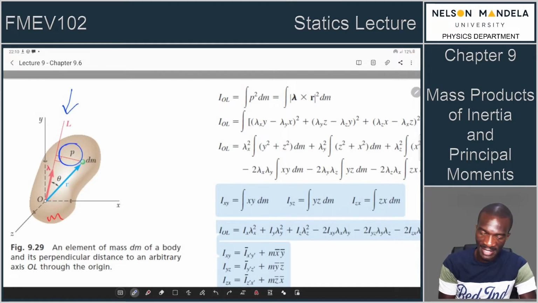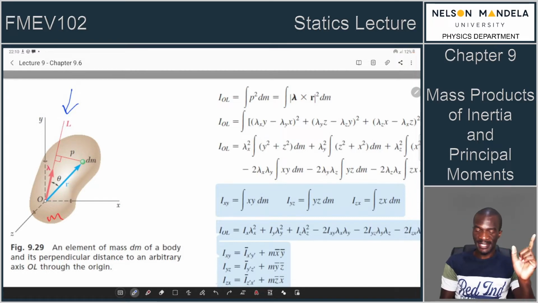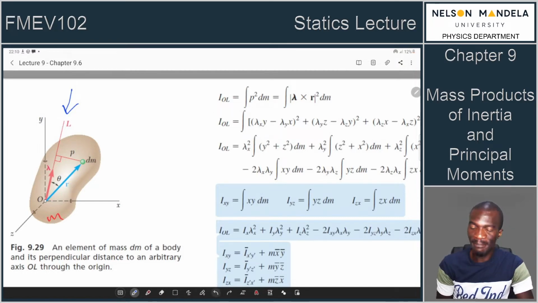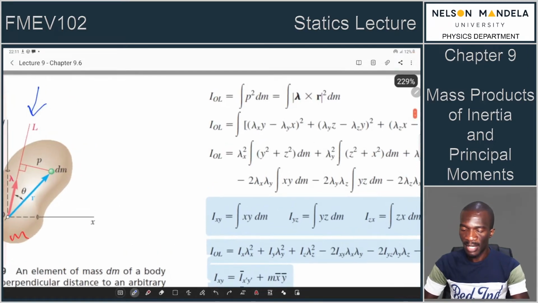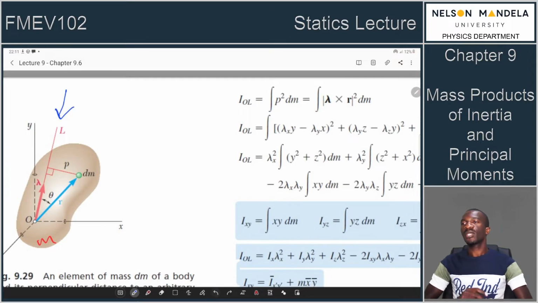If you use this p, which is actually a perpendicular distance from the mass element to that axis, then your mass moment of inertia becomes the same as we had, which was r squared dm. In this case, we'll just use p squared, just because we're using our r elsewhere. So basically, our mass moment of inertia is defined as the integral of p squared dm. Now, we can write our p squared in terms of some terms that are in lambda and r.